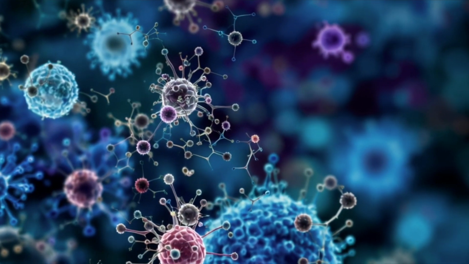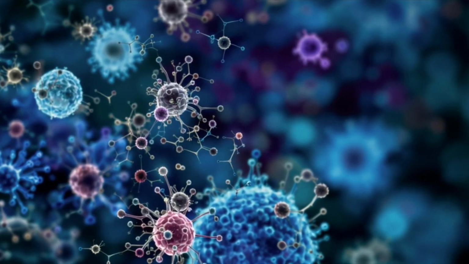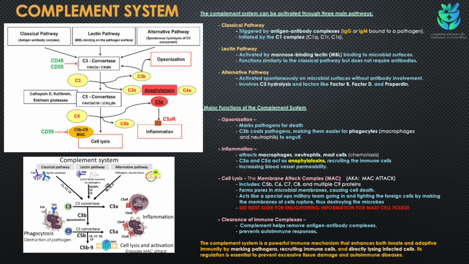One of the functions of the complement system is inflammation. It attracts macrophages, neutrophils, and mast cells. C3a and C5a act as anaphylatoxins, recruiting the immune cells. They increase blood vessel permeability and create inflammation.